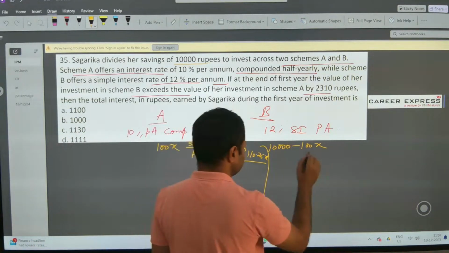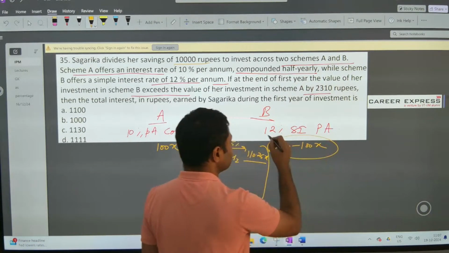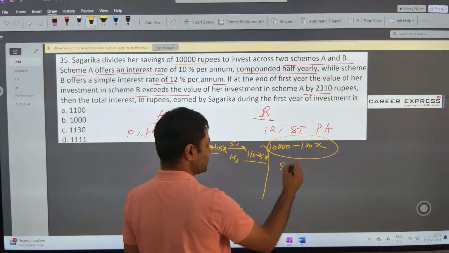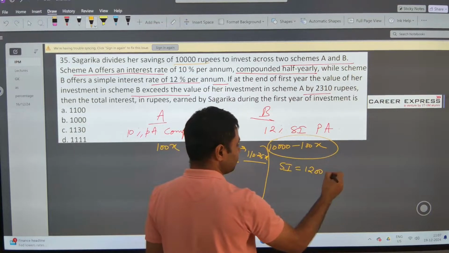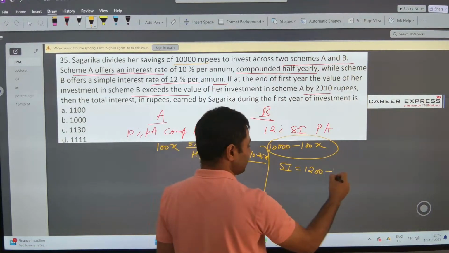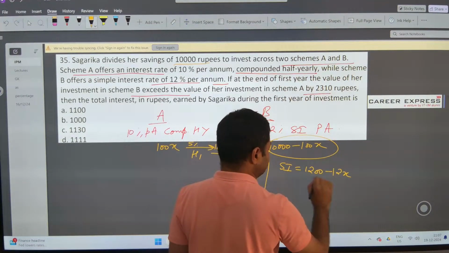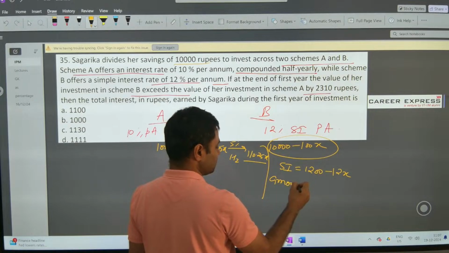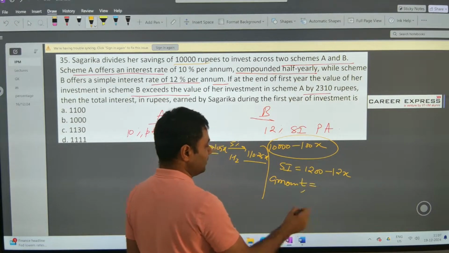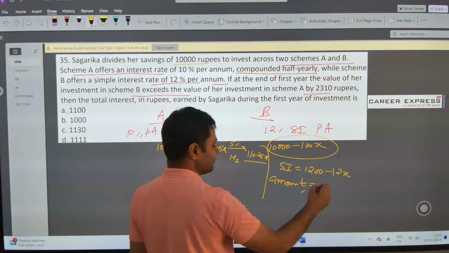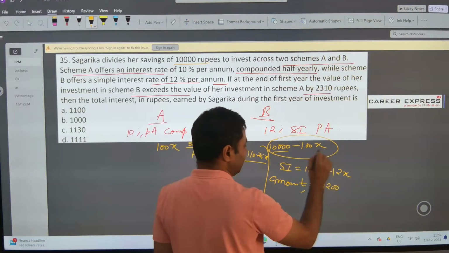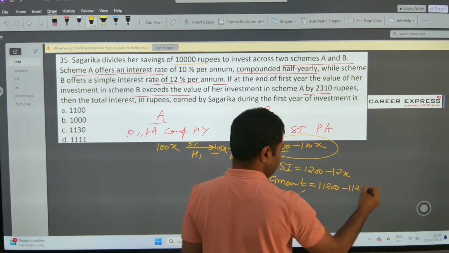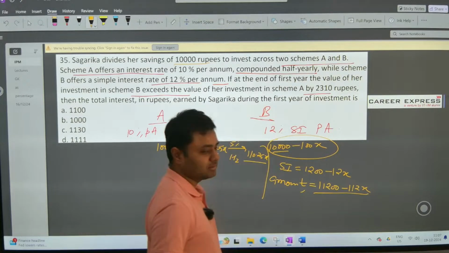Then let us come to scheme B. On this scheme, we are getting a simple interest of 12%. So what is the simple interest in this case? 12% of 10,000 is 1200 and 12% of 100x is 12x. So this is the interest. So what is the amount in this scheme? Amount will be the addition, 10,000 plus 1200 is 11,200, minus 112x. This is the total amount in the second scheme.